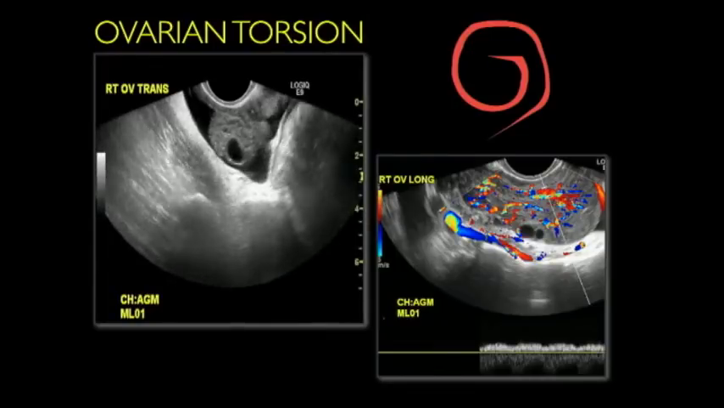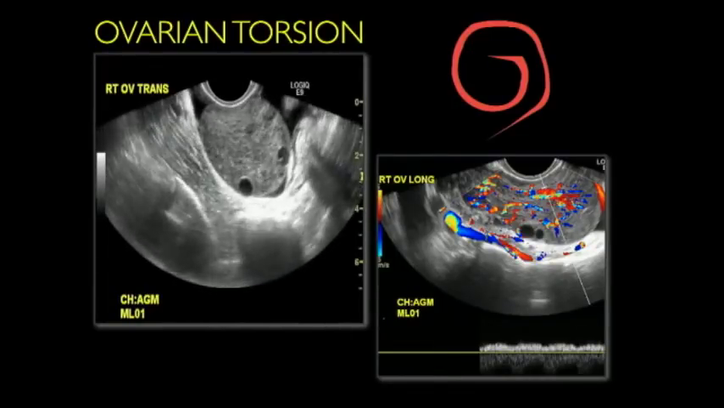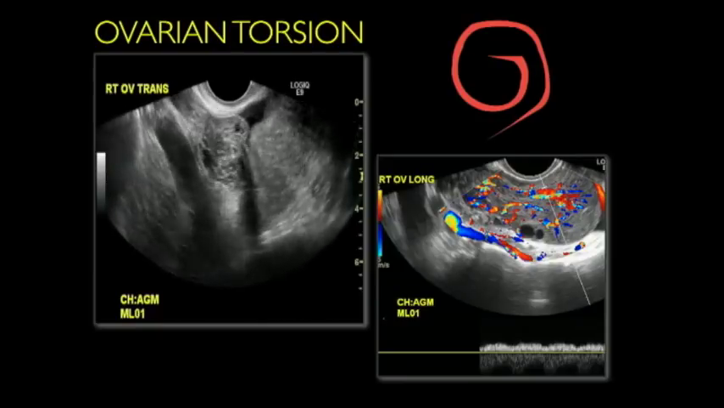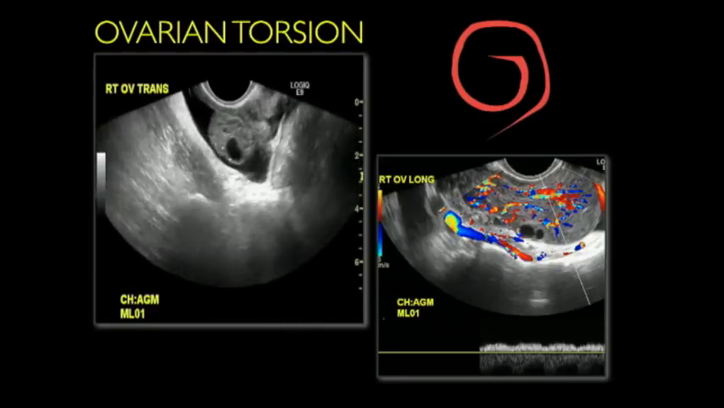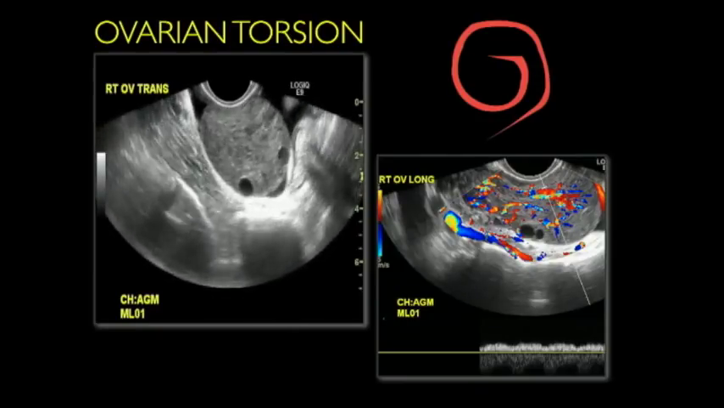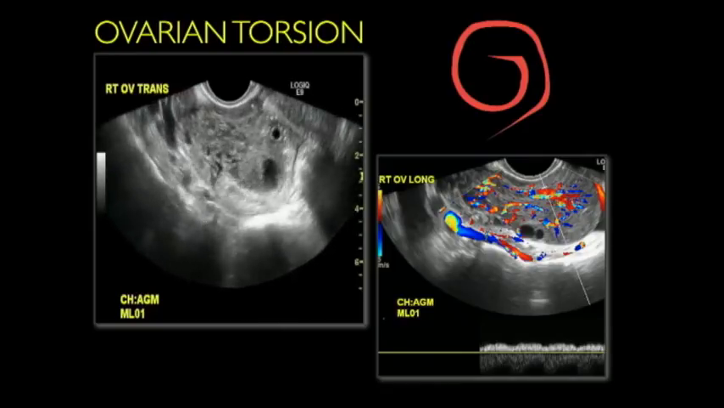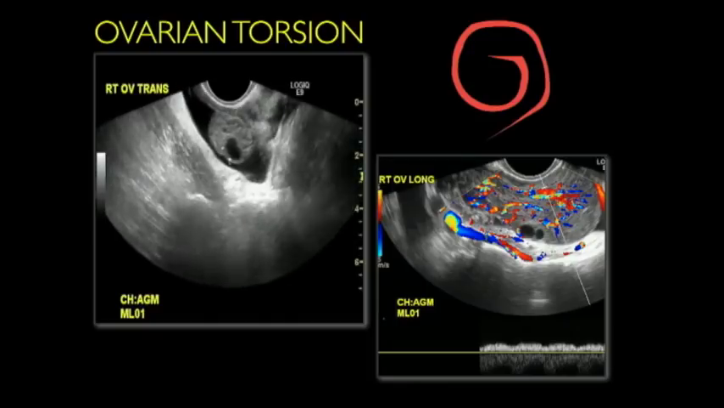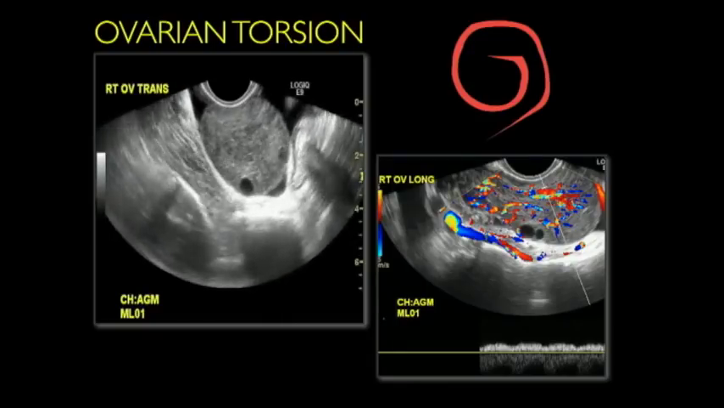So here's a nice example of an ovary that had all those findings. A beautiful edematous ovary with a tiny little hemorrhagic corpus luteum, follicles pushed to the periphery, a beautiful twisted vascular pedicle sign and free fluid. But look how much nice flow you have in the ovary. It does not mean that this is not torsed.